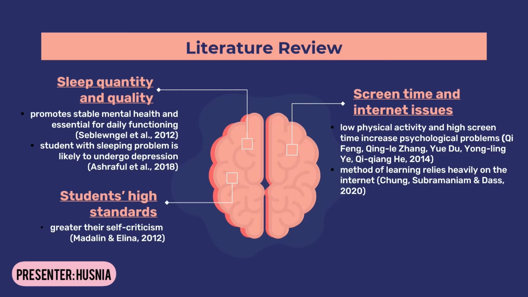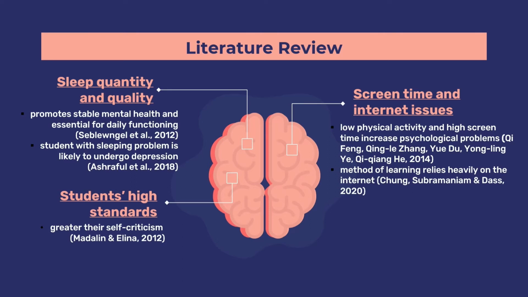Hi, I am Husnia and I will present the literature review. First point is sleep quantity and quality. Sleep is very critical in facilitating learning as it promotes stable mental health and is essential for daily functioning, especially for students. From the result of Ashraful et al. 2018, research found that students with sleeping problems are likely to undergo depression. Researchers measured the quality of sleep by using a questionnaire to know whether respondents are having anxiety, stress, suicidal, and worrying thoughts regularly. In conclusion, lack of sleep or having low quality of sleep gives a negative impact toward adolescents' physical and mental health.